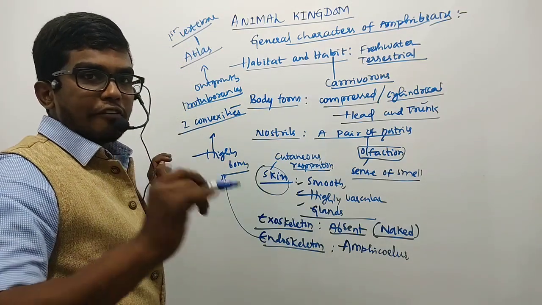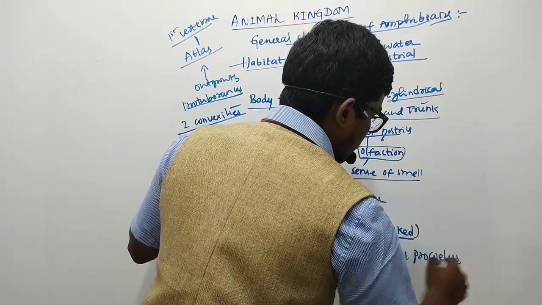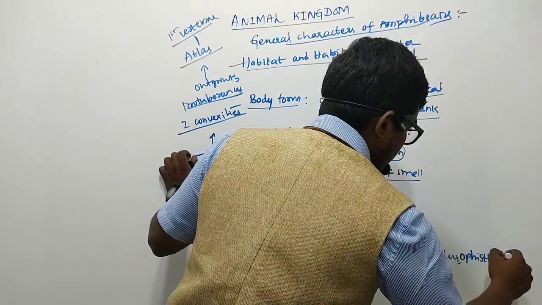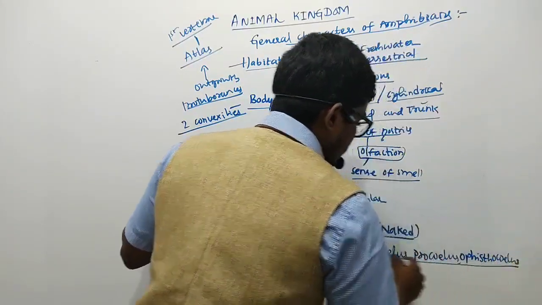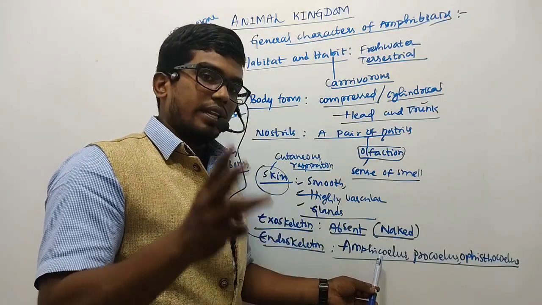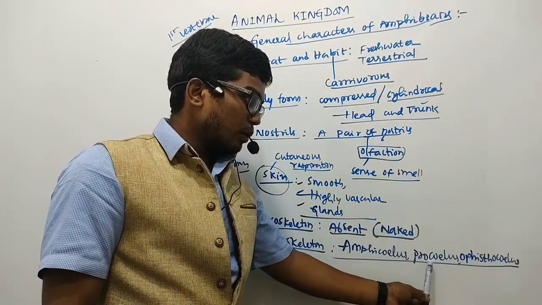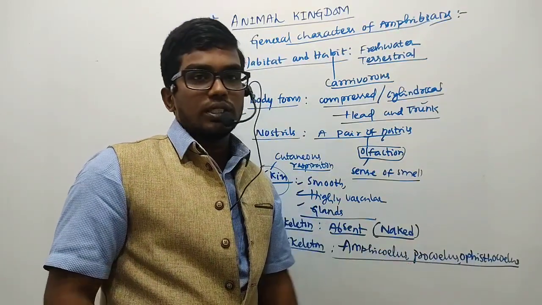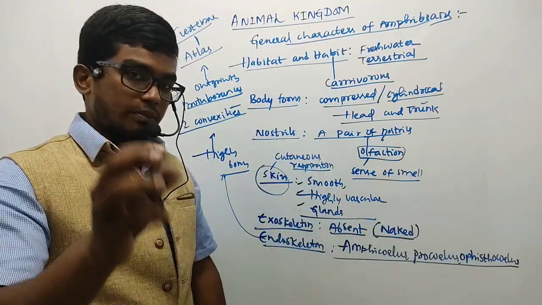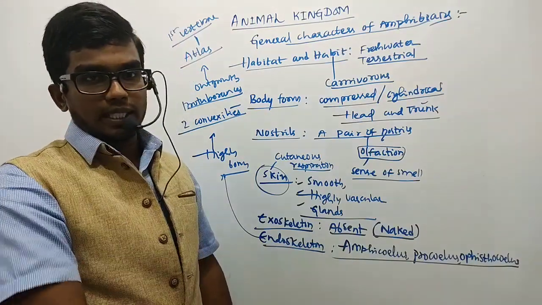Alright, first is amphicoelous, or it can be procoelous, or it can be opisthocoelous. The vertebrae of amphibians can be in three forms: one is amphicoelous, second is procoelous, or opisthocoelous. Let me mention a few important points pertaining to these endoskeleton structures, that is the vertebrae.